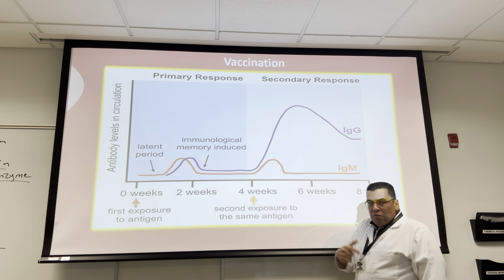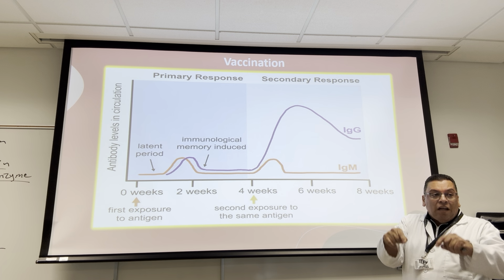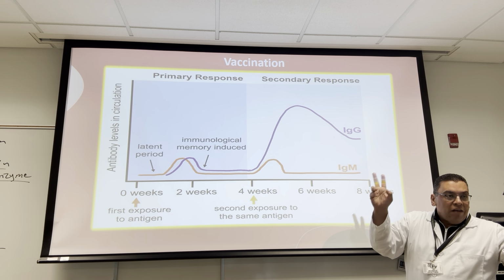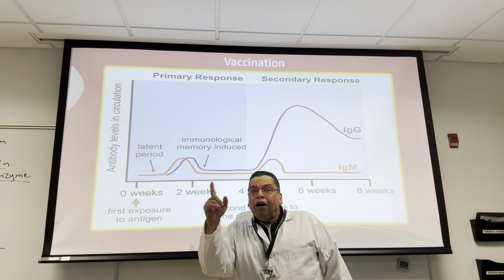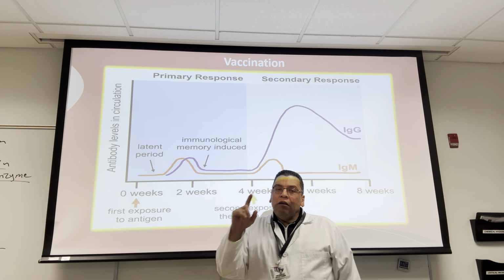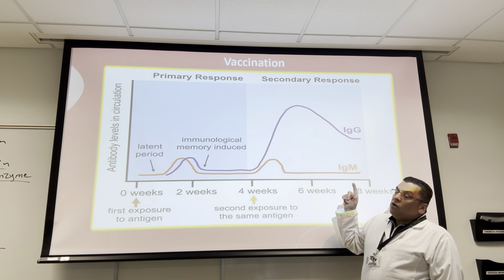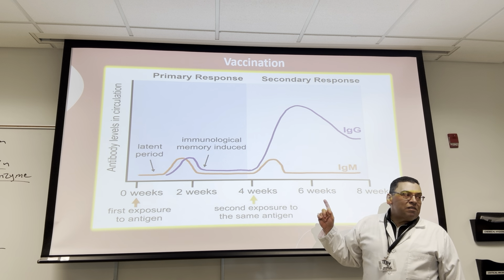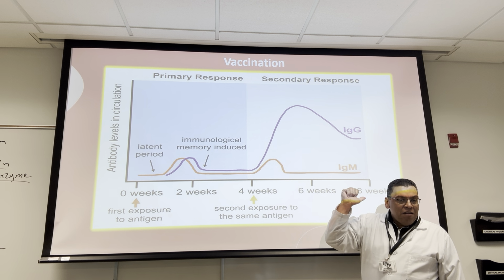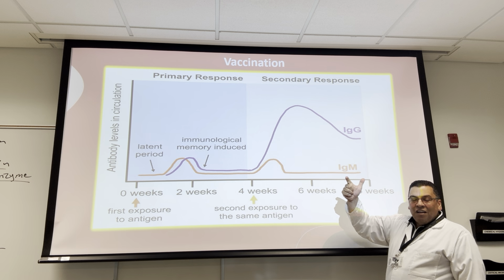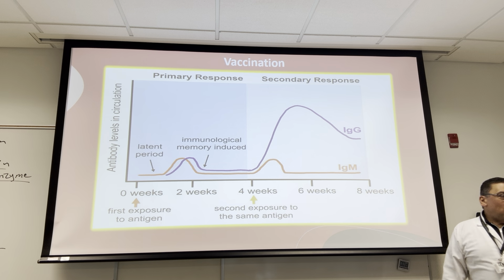The memory cells, the B and the T cell memory cells will remember the antigen that you injected as the vaccine. The next time the real thing comes in, you're already prepared. You already have the memory cells against it. And you're gonna get an anamnestic response, which is what? What are the two characteristics? Fast and robust. Because otherwise, you may not survive that pathogen. That's the whole idea.